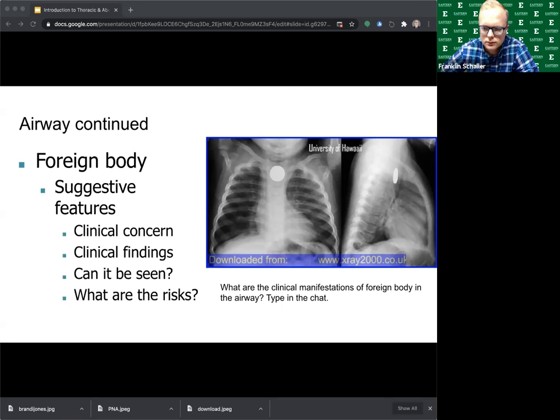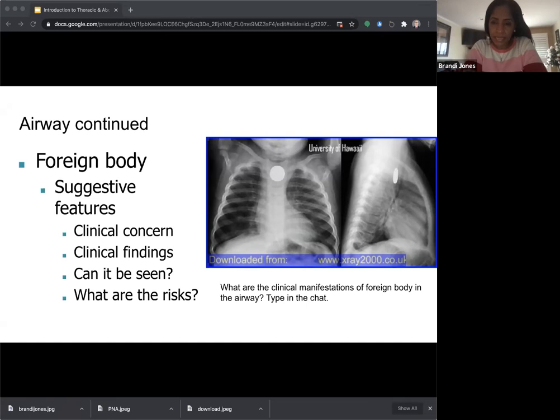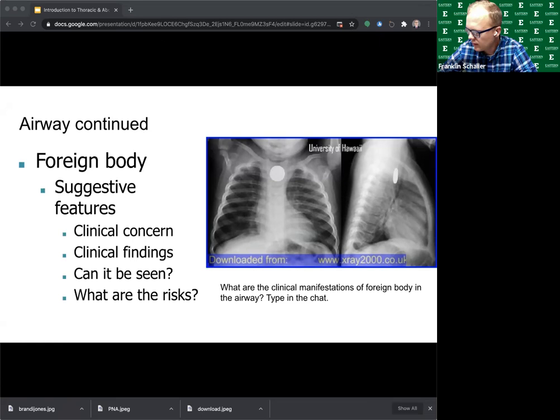If you walked in, you assessed your patient, and you were thinking there was a foreign body in the airway, what are some clinical manifestations you might see? And that, Dr. Schaller, looks like a child there. I would agree that chest looks pretty small. The ribs are really close together. It's probably maybe a 3, 4, 5-year-old child. And boy, we know they put things in their mouths all the time. Yes, they sure do. They are so curious.